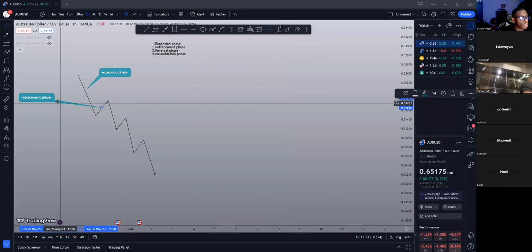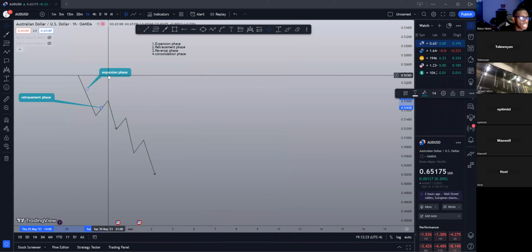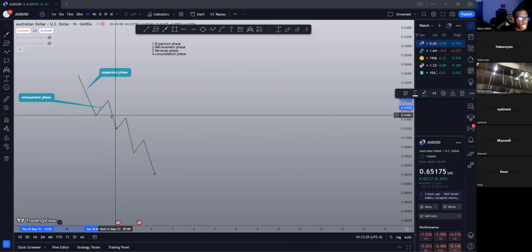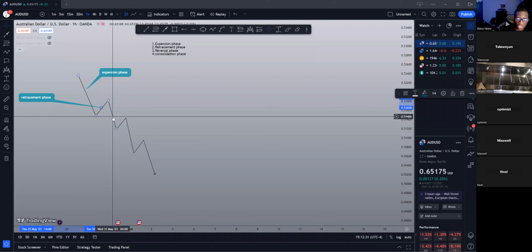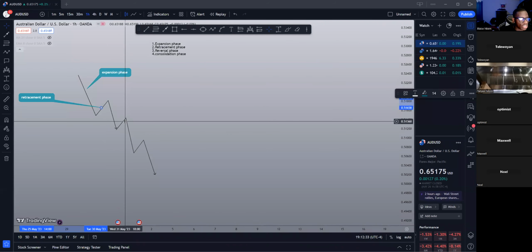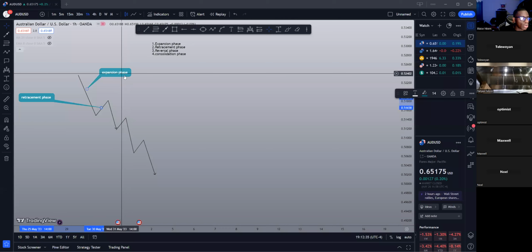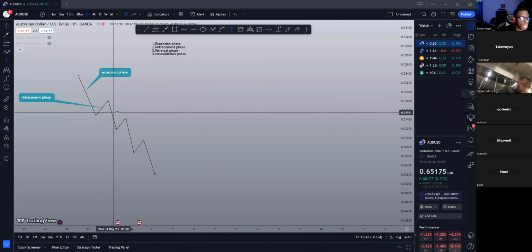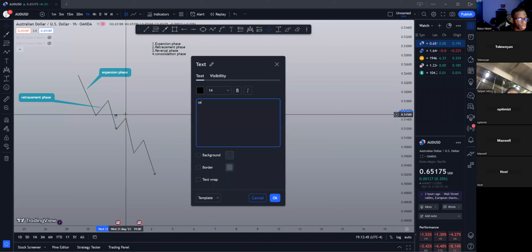This one here is called the retracement phase. So this is an expansion phase and a retracement phase in the market. And in turn, the next one is also going to be an expansion, and the next one will be the retracement. So on the downtrend market, when the market is selling, the sells are the expansions, the buys are the retracements.